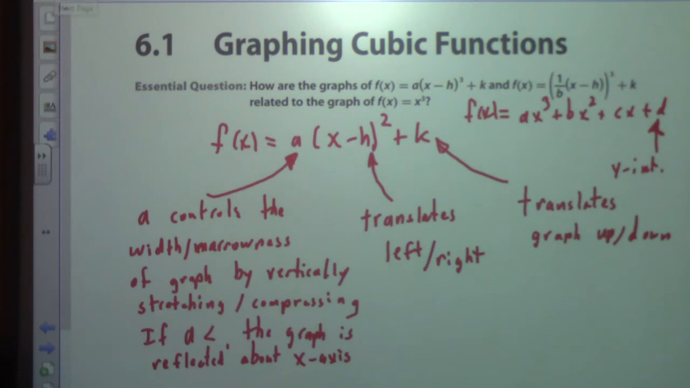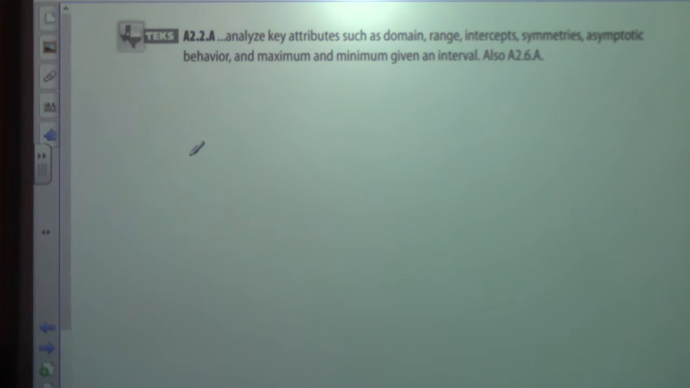And then we have the state standard: analyze key attributes such as domain, range, intercepts, symmetries, asymptotic behavior, maximum, minimum given an interval. So we're going to go over pretty quickly what this is here. Graphing and analyzing f of x equals x cubed.